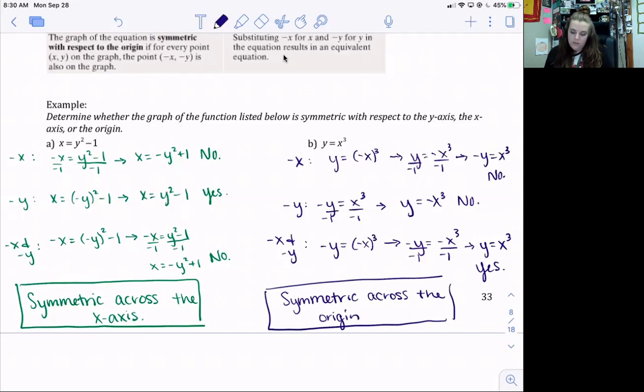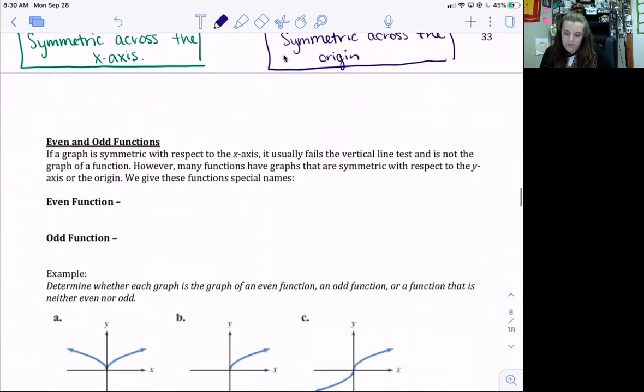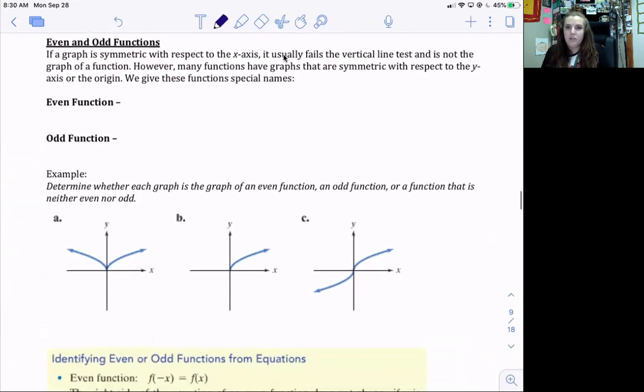Okay, so let's look a little bit more at that. We have even and odd functions. If a graph is symmetric with respect to the x-axis, it usually fails the vertical line test. It is not the graph of a function. So it's not usually a function. However, many functions have graphs that are symmetric with respect to the y-axis or the origin. We give these functions special names.